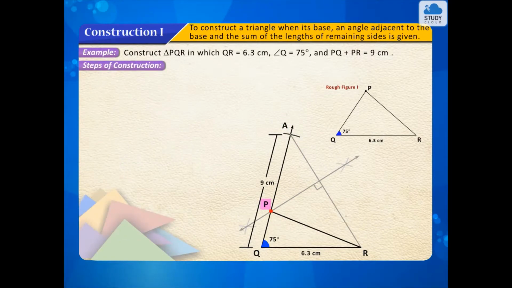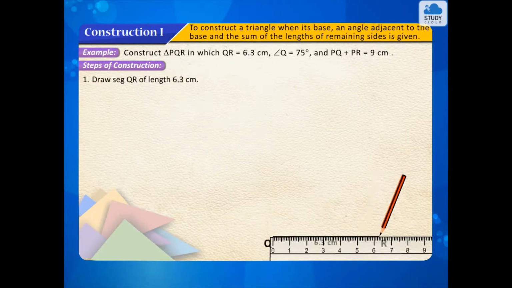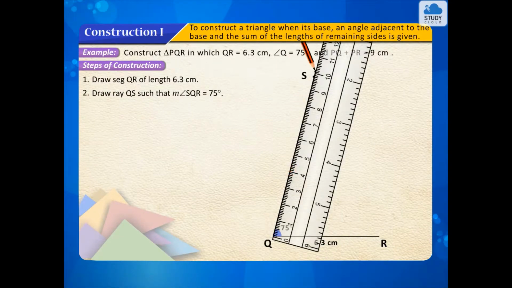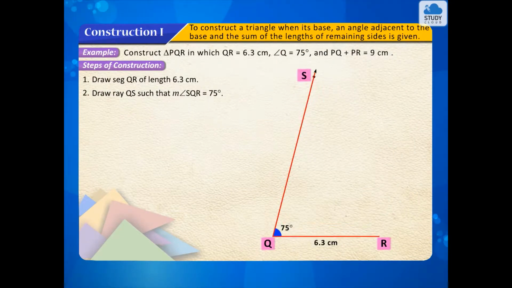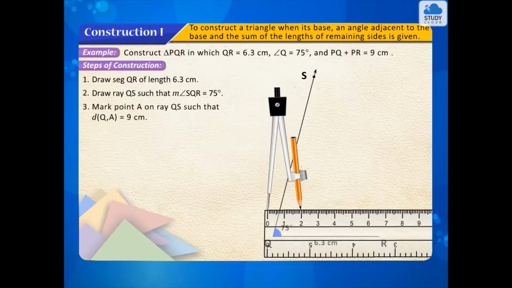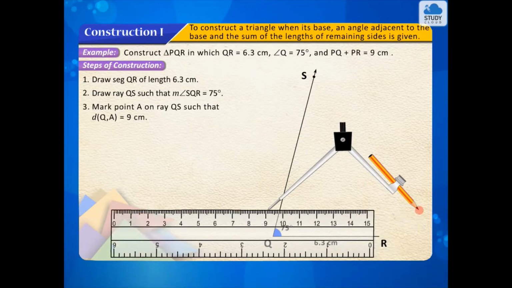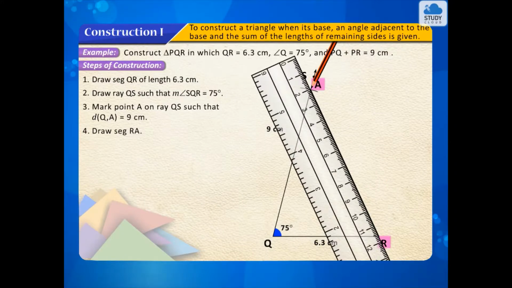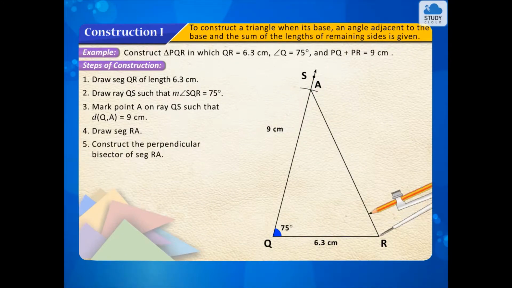Steps of construction. 1. Draw segment QR of length 6.3 cm. 2. Draw ray QS such that measure of angle SQR is equal to 75 degrees. 3. Mark point A on ray QS such that distance between Q and A is equal to 9 cm. 4. Draw segment RA. 5. Construct the perpendicular bisector of segment RA.